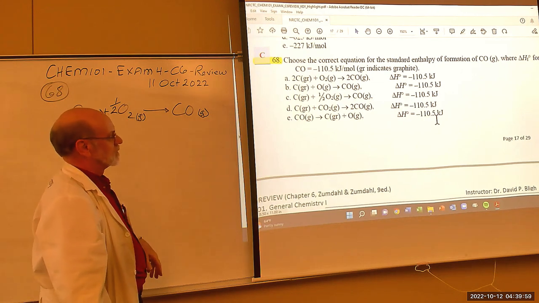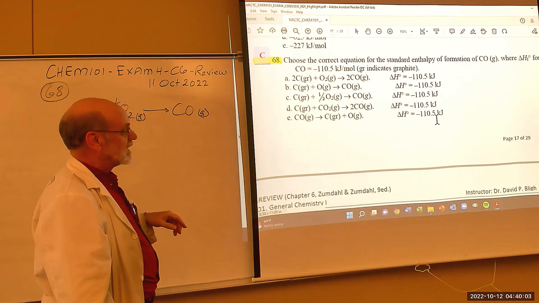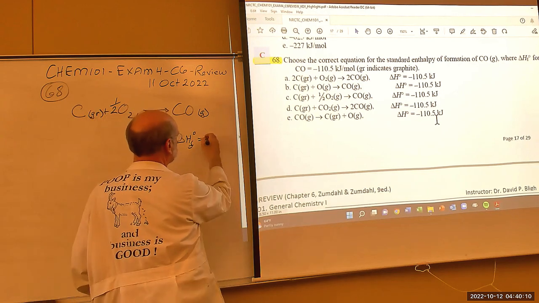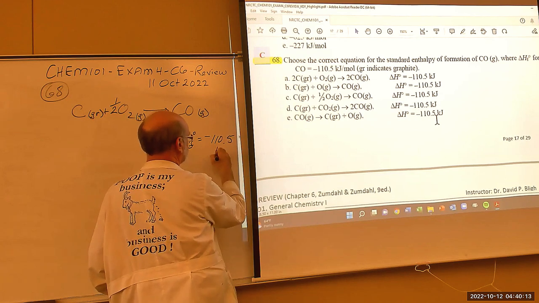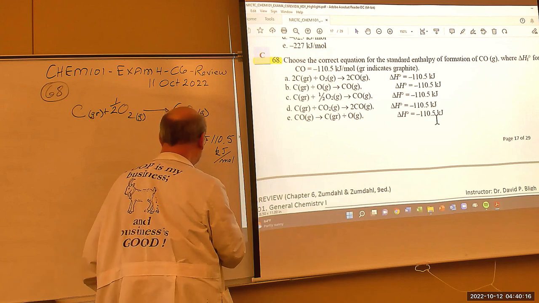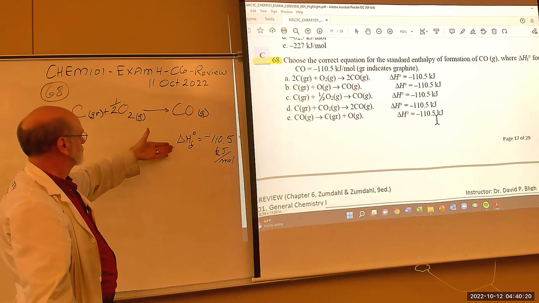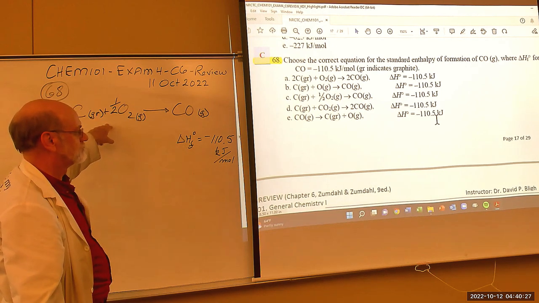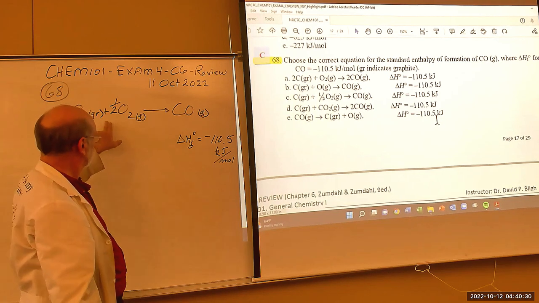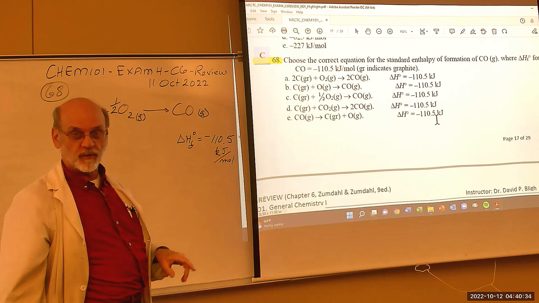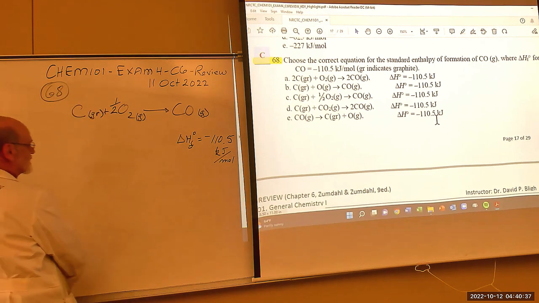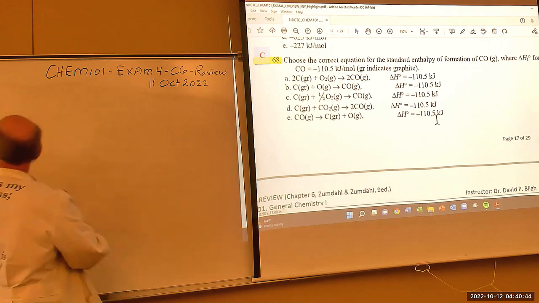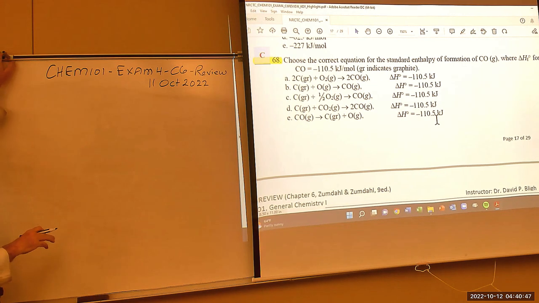Right. So, what's the value? Well, if the delta H, as given, is negative 110.5 kilojoules per mole, then that will be the value. Right? So, we look for the one that matches this one. It looks like C will do the job, with this value for the standard enthalpy of formation. 68. All right. Let's see. Let me move this back over. There we go.